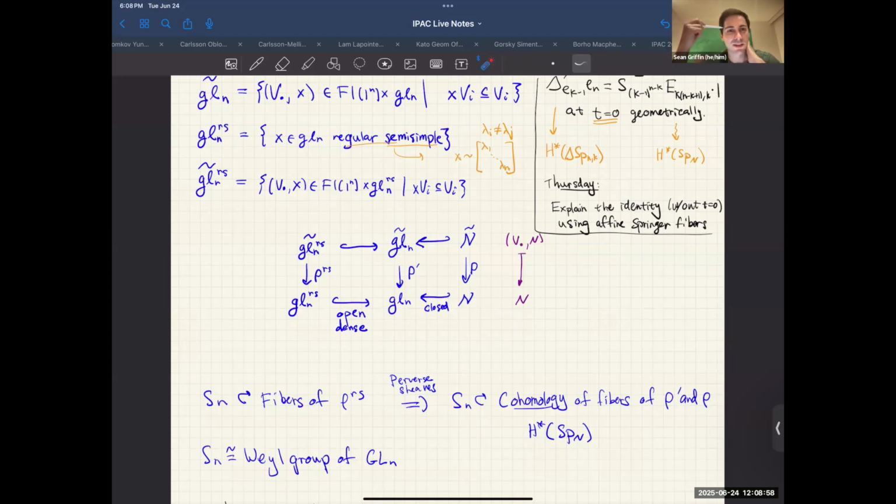Sorry, can you say it again? So if you look at the regular semi-simple locus, any fiber looks like n factorial distinct points that carry the regular representation. So that's going to be something concentrated in degree 0. Somehow, it feels like it should be something like a product, but yeah.